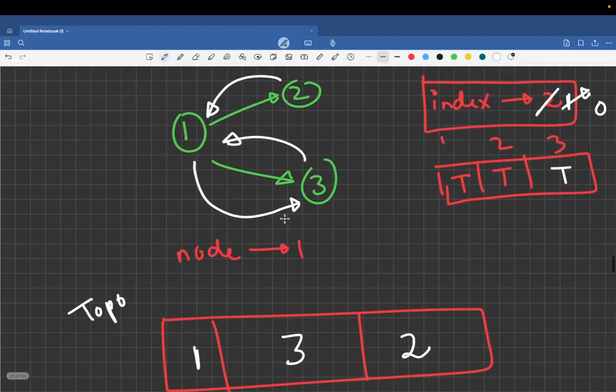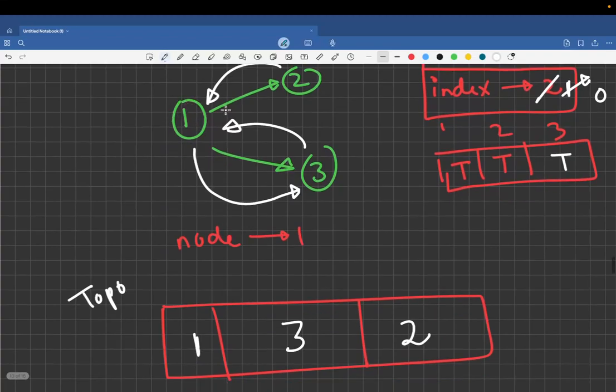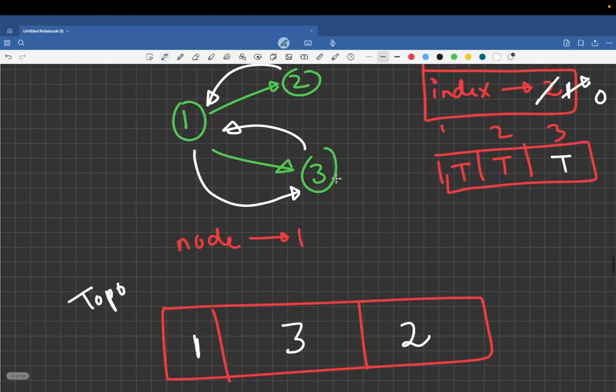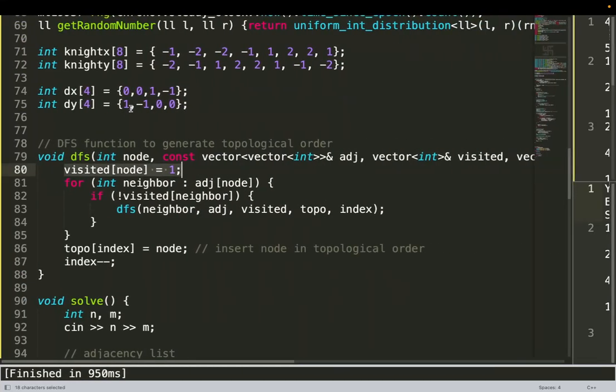So this is how I am doing a topological sorting. For every node I am processing all the adjacent nodes first. Since I am inserting from the back, I keep on inserting, and then at the end I insert this particular node. This makes sure that this particular node comes before all its dependent nodes. Okay. So this is what I am doing.